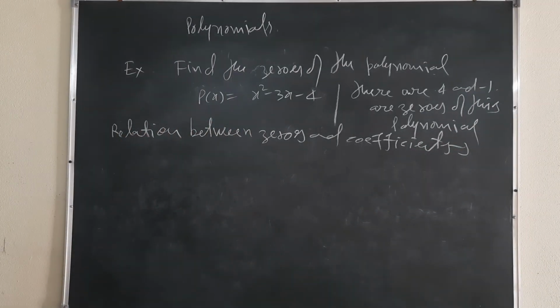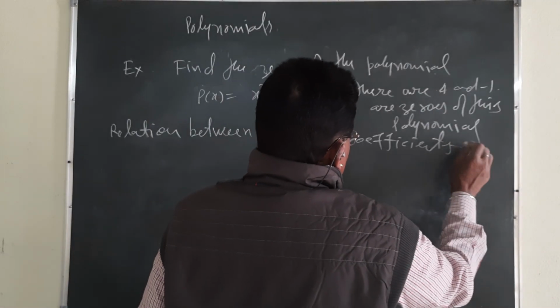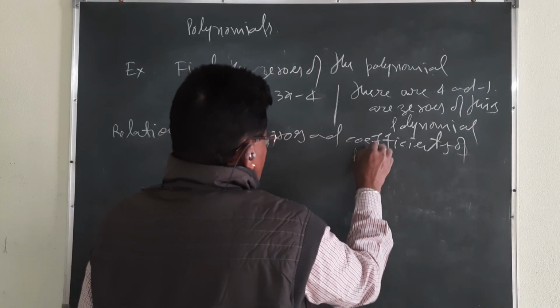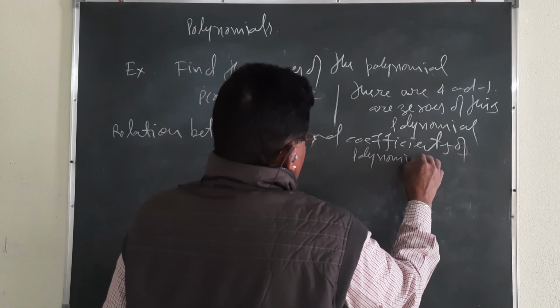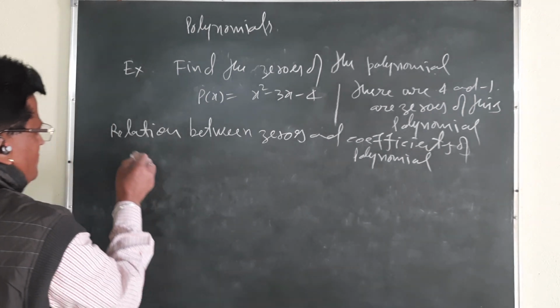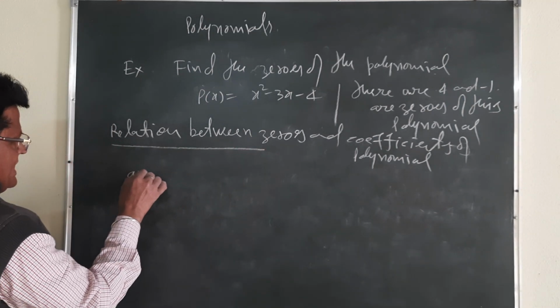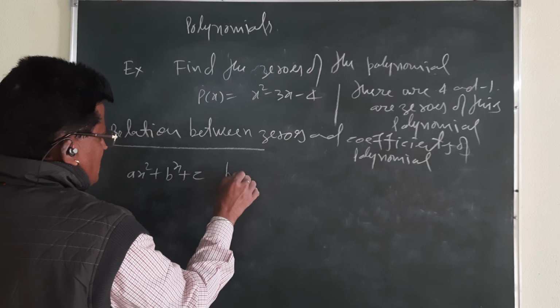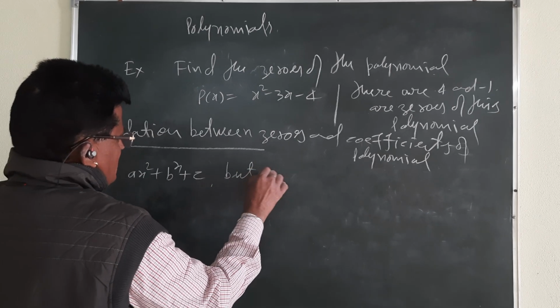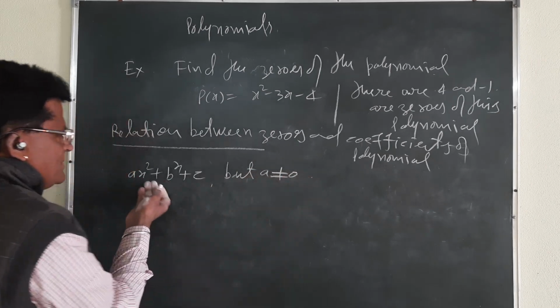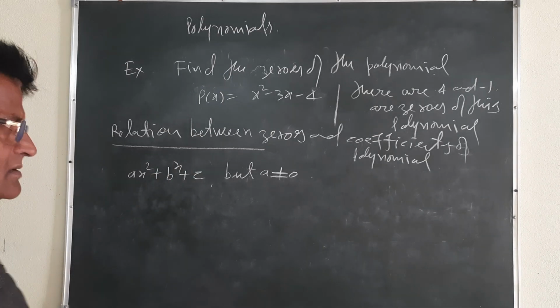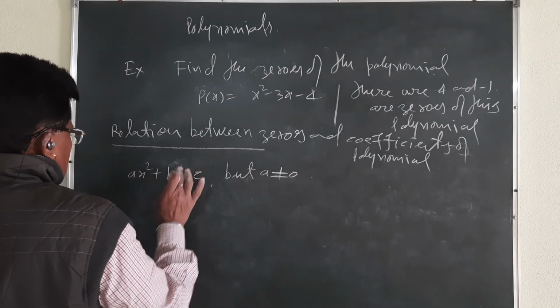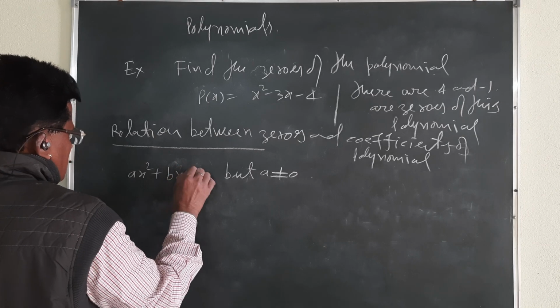Coefficient, what coefficient? Regarding the coefficients, what coefficient? Coefficient of the polynomial. Let me take the standard form of a polynomial: ax² plus bx plus c. What is the condition? a does not equal 0. If a were equal to 0, it would not be a quadratic. That is why bx plus c.